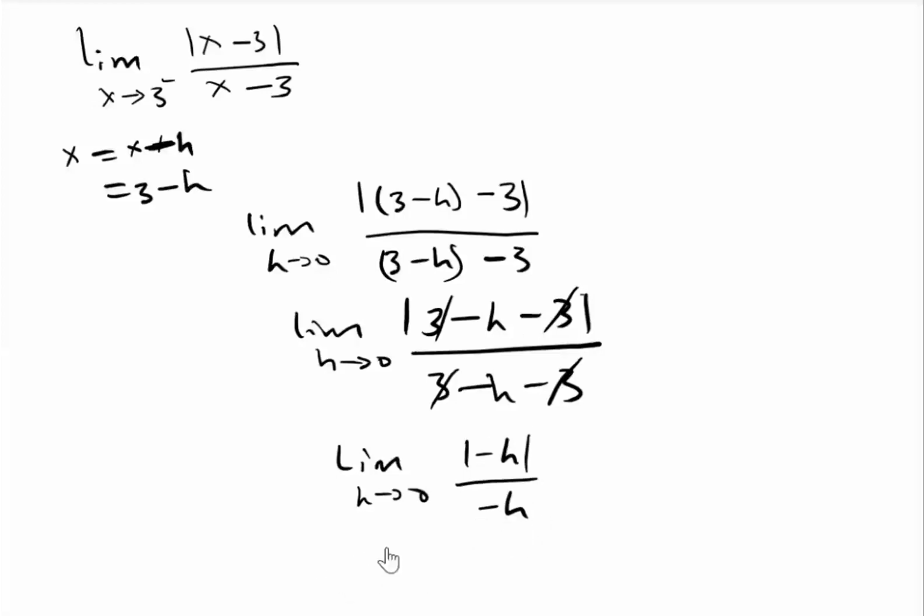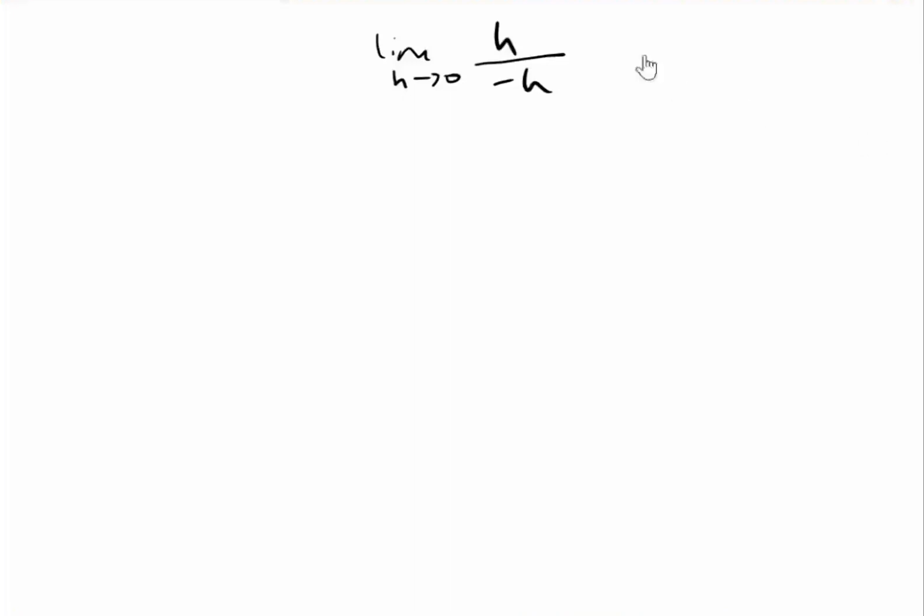And this is equal to the limit as h tends to 0 of h divided by minus h. Here as well, h is always greater than 0, so we can't plug in h to be 0. The best thing is to divide h by h, and this will give me minus 1, which is our limit.